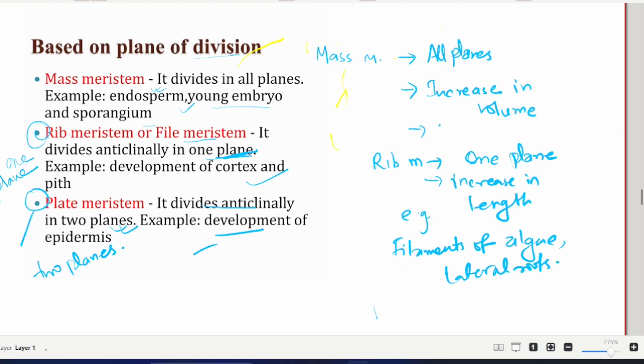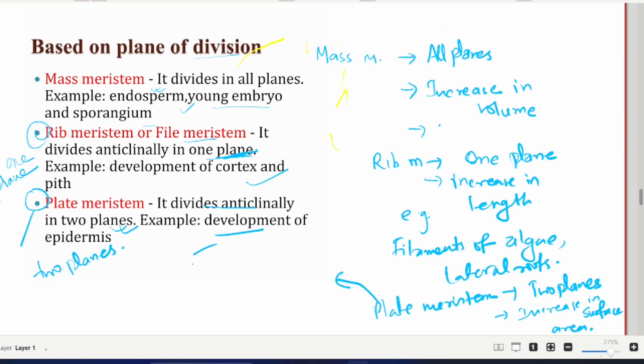Likewise, in case of plate meristem, it divides in two planes, as I have explained. That helps in the increase in surface area, and it is present in the leaf lamina and likewise in petals. So this is the example in case of plate meristem.